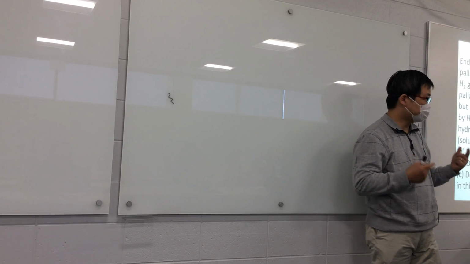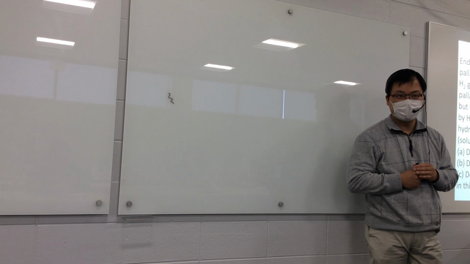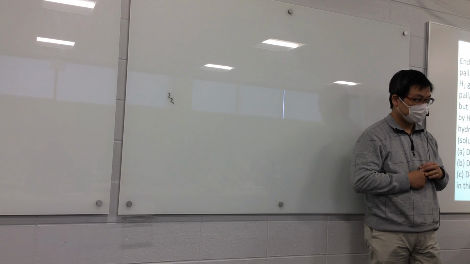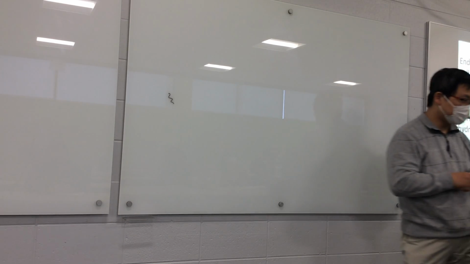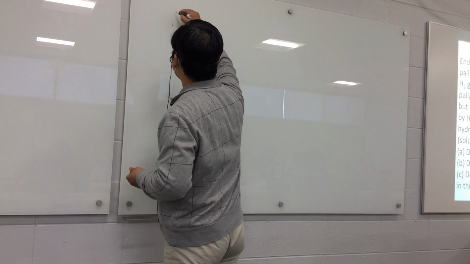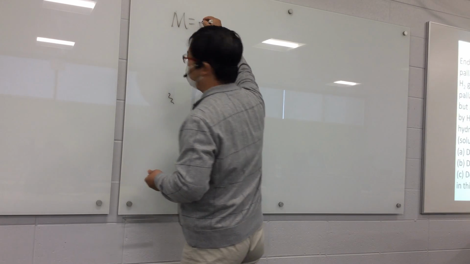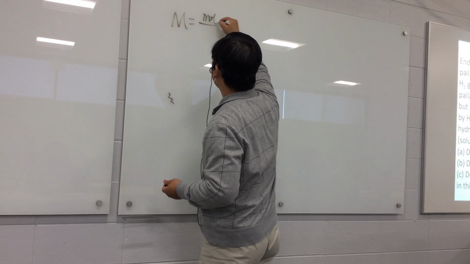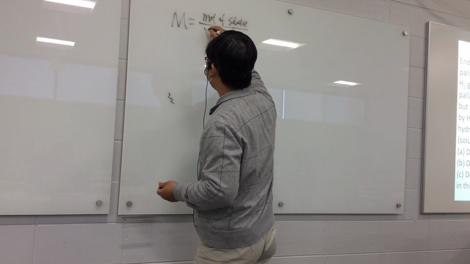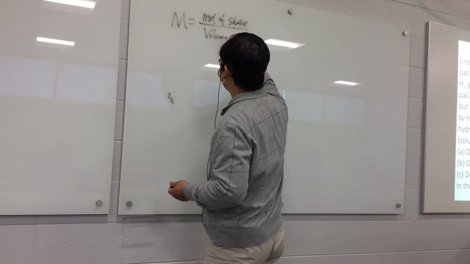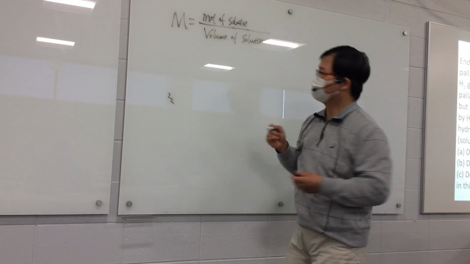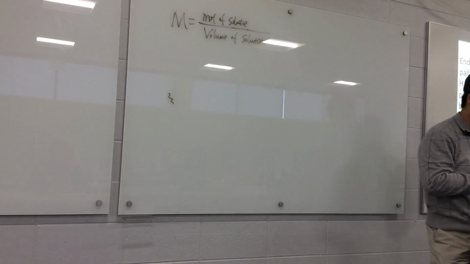So the use of molality is especially important as we calculate the colligative properties. So here, for molarity, what does it equal? It equals the moles of solute divided by the volume of solution. So here's the definition for molarity.